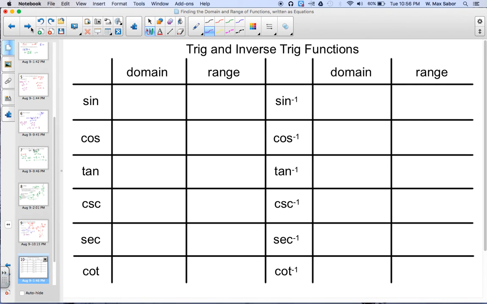A good exercise, if you want to pause the video, is to find the domain and range of the trig and inverse trig functions. It takes a little while, and you have to think about the way that the unit circle works in order to be successful at it. But if you pause, you can try these, and I will put the answers on the next slide, and that'll be it. Thank you.